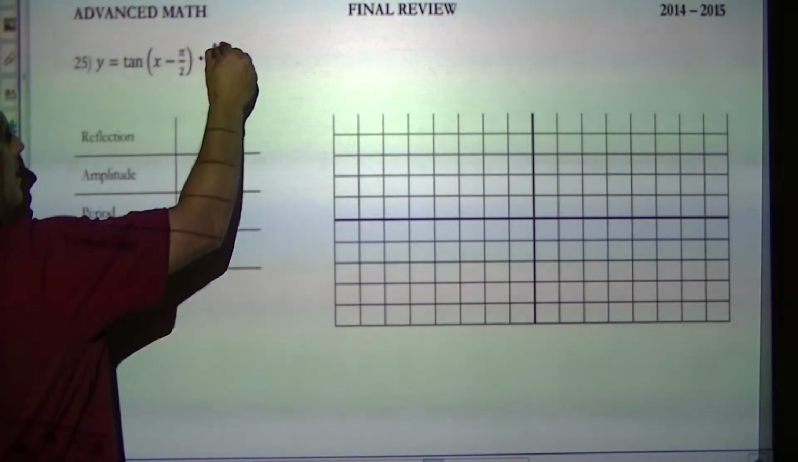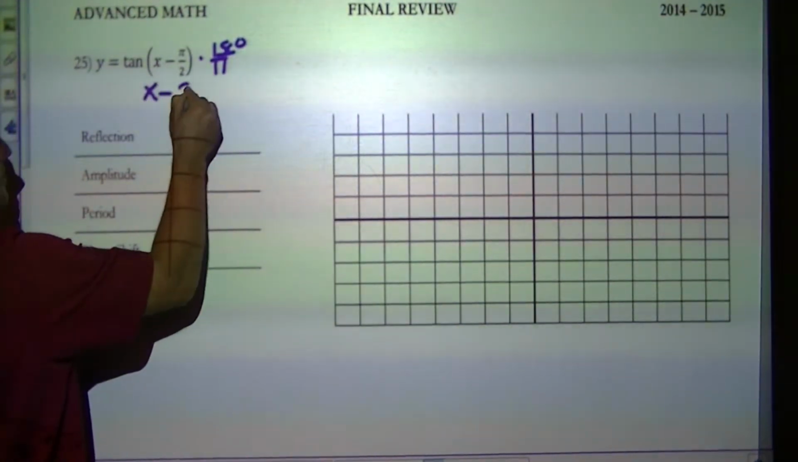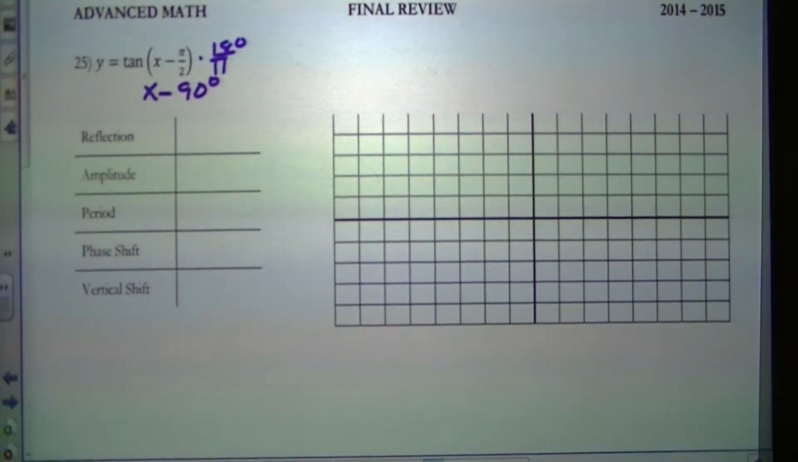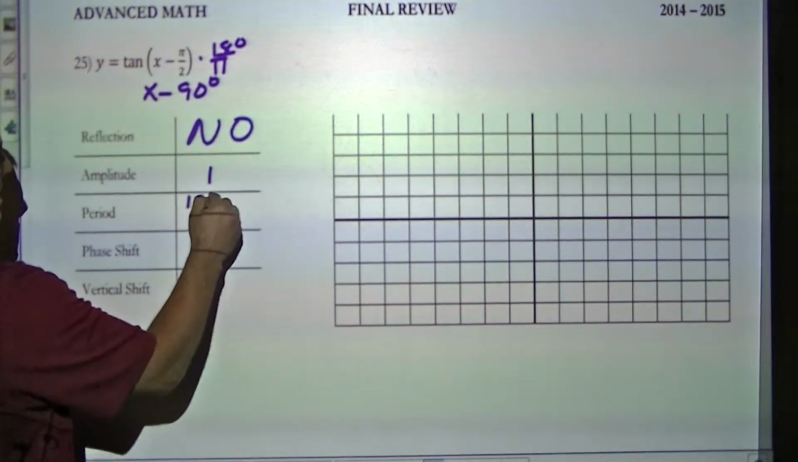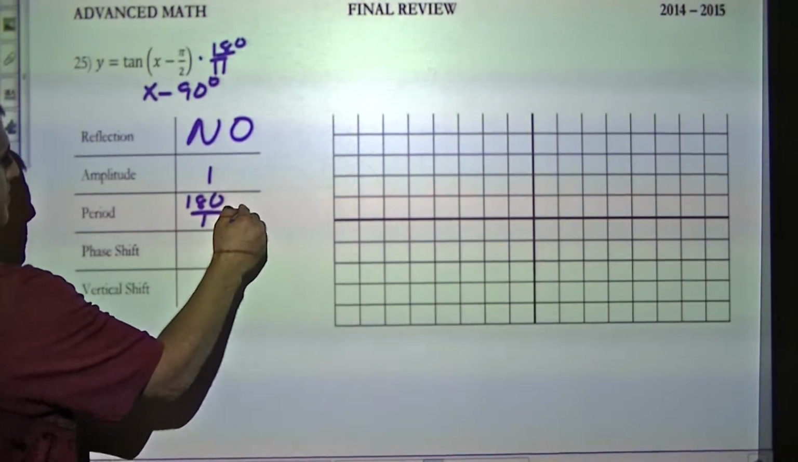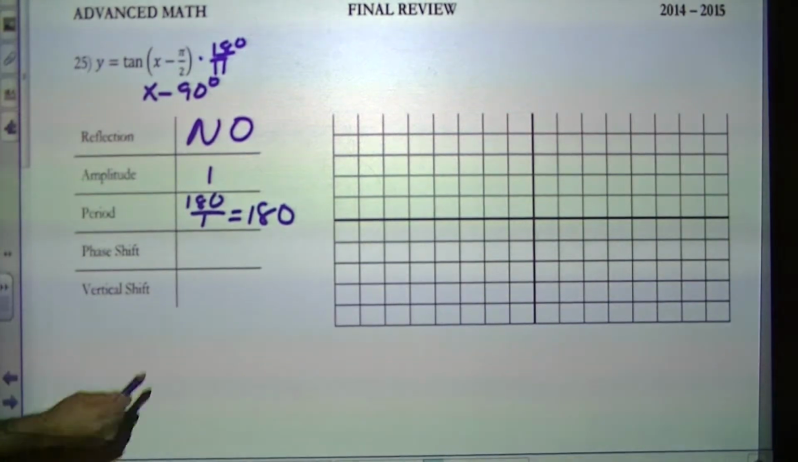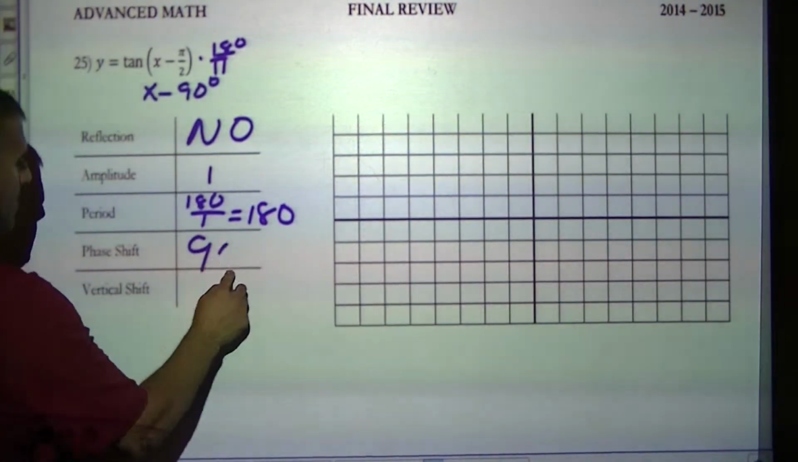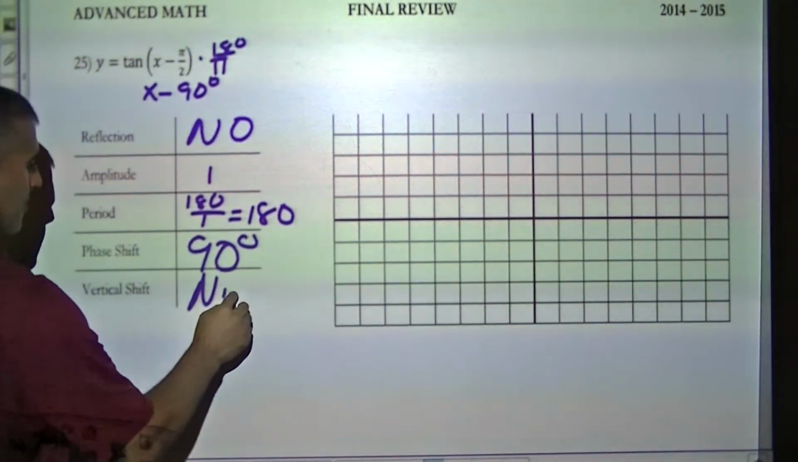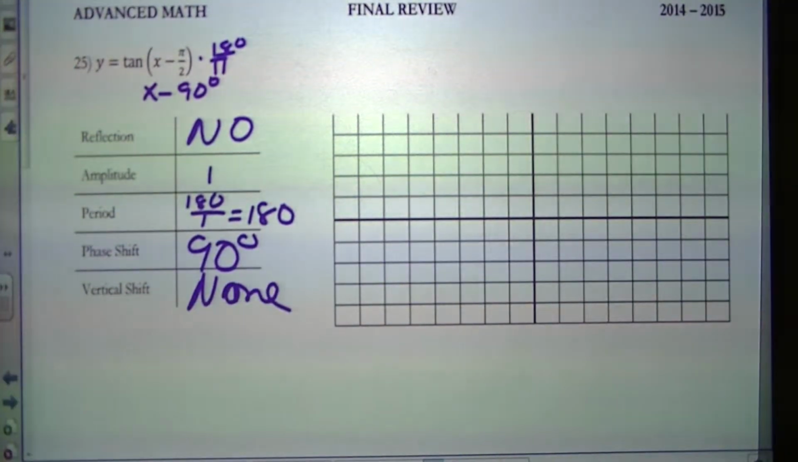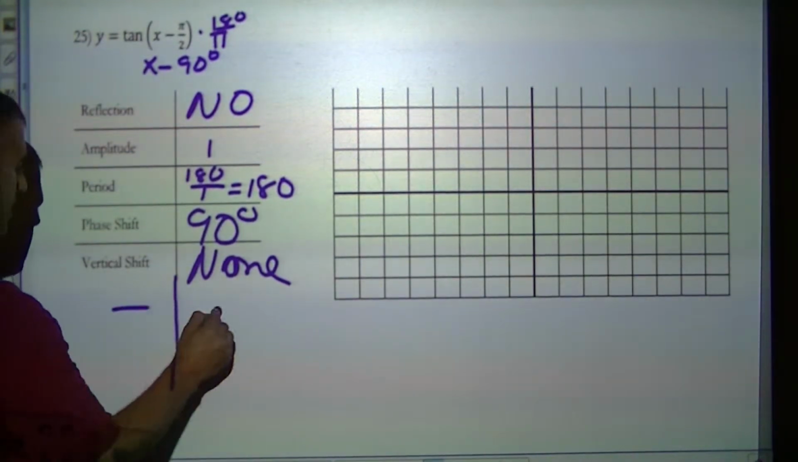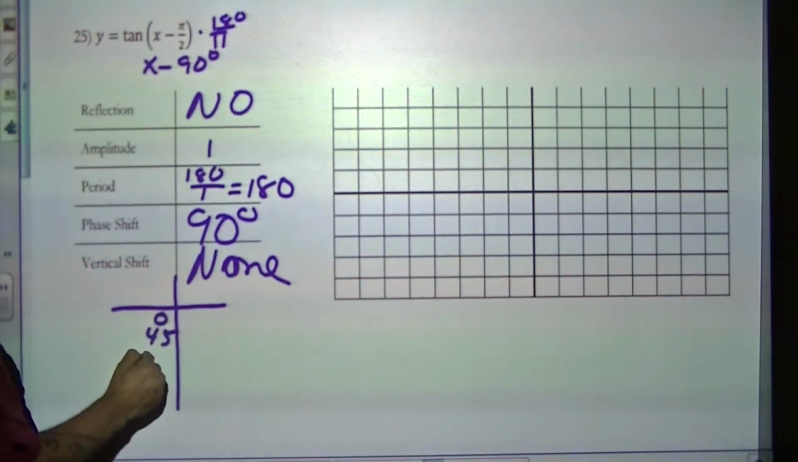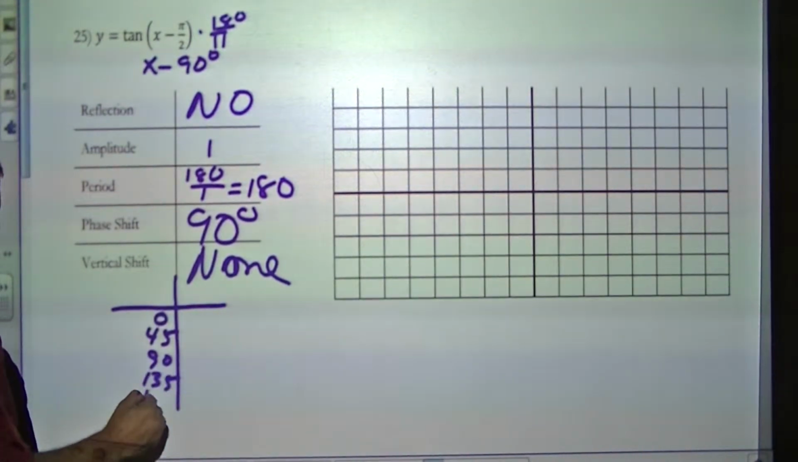If you multiply by 180 over pi, that turns into x minus 90 degrees for what's inside there. Reflection, no. Amp 1, because there's no number in front there. Period: for tangent is 180 divided by the number in front of x, which happens to be 1, which is 180. Okay, my phase shift, because that's negative 90, would be positive 90, and my vertical shift would be none. Okay? Alright, so for tangent, we're going to move in a little bit different increment. We're going to move in increments of 45, so 0 and 45, 90, 135, 180.